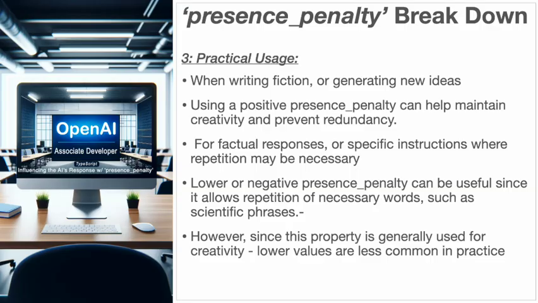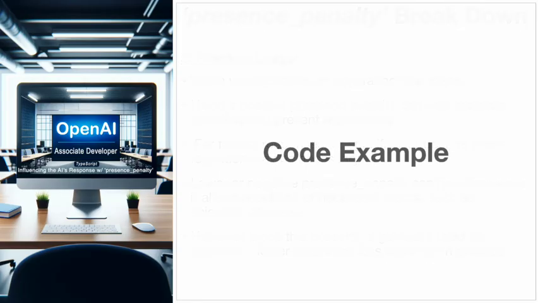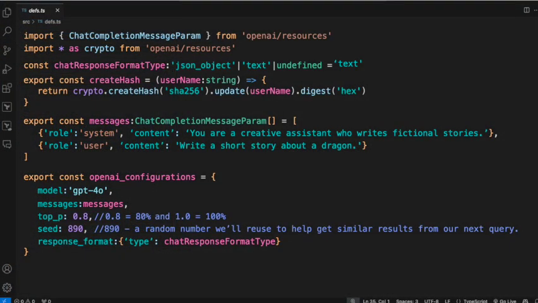Let's take a look at how to incorporate the presence penalty property into your OpenAI configuration object. Back in our defs file, we want to add in the presence penalty property. However, we must first remove the top P property to avoid any conflicts between the two.